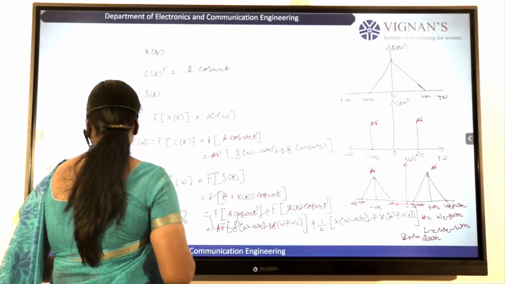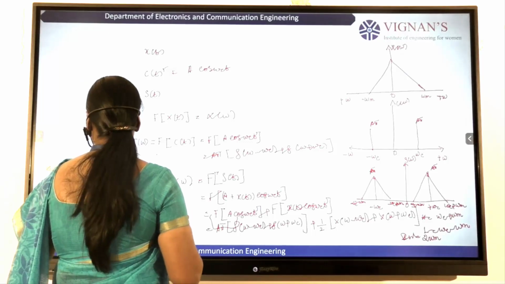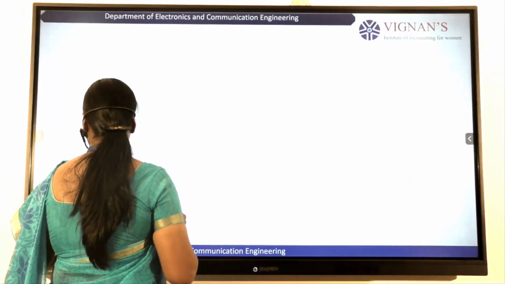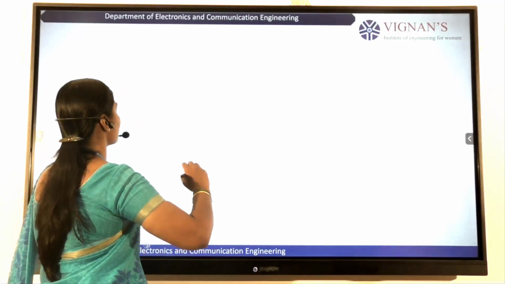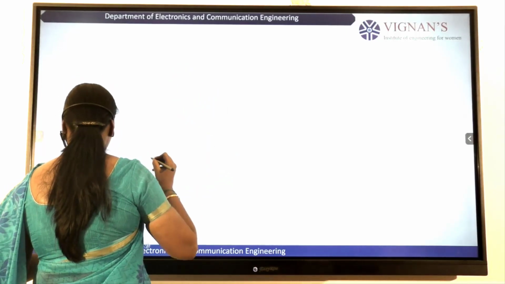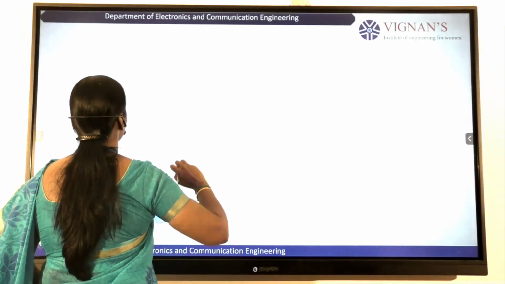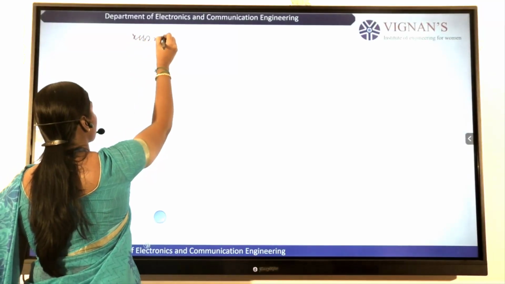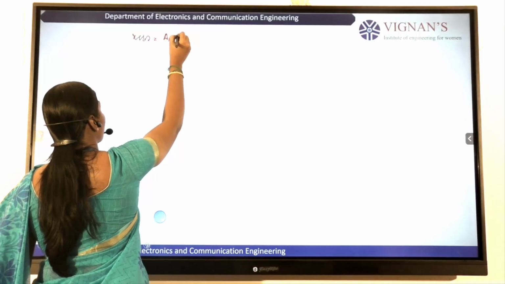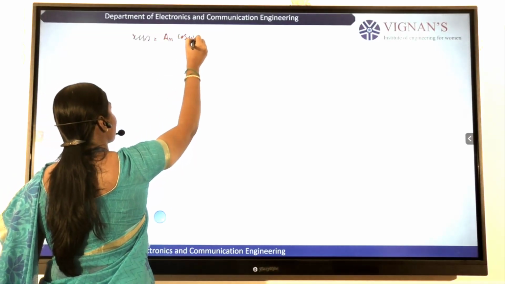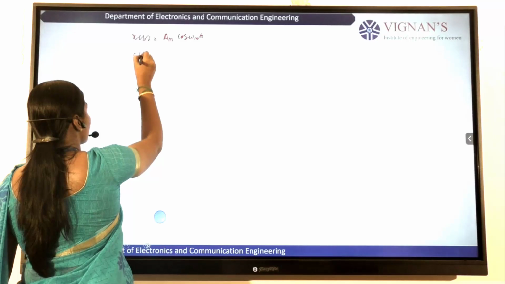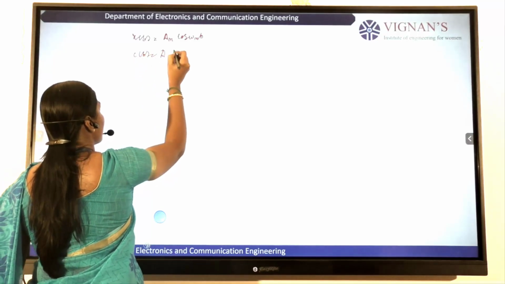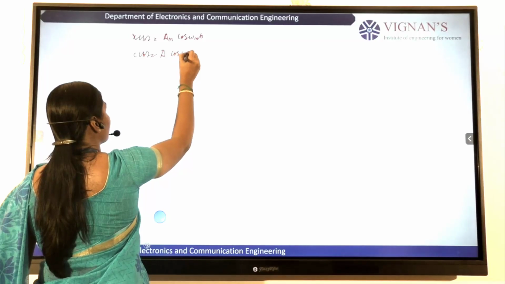So now we will consider a single tone signal, and then we will see its time domain and frequency domain representation. First we will consider x of t as a single tone. Why is it called a single tone? Because it has only one frequency. So we will consider the message signal to be Am cos omega m t, and the carrier signal c of t, as usual, we will consider as A cos omega c t.